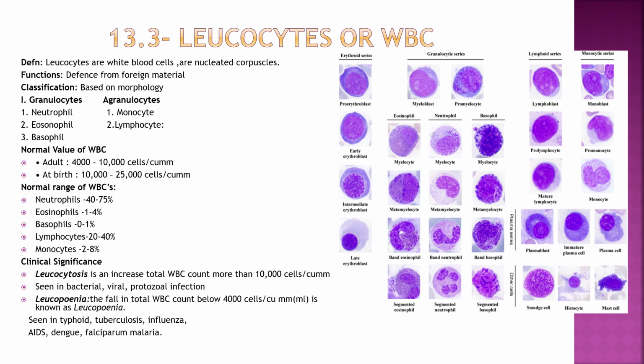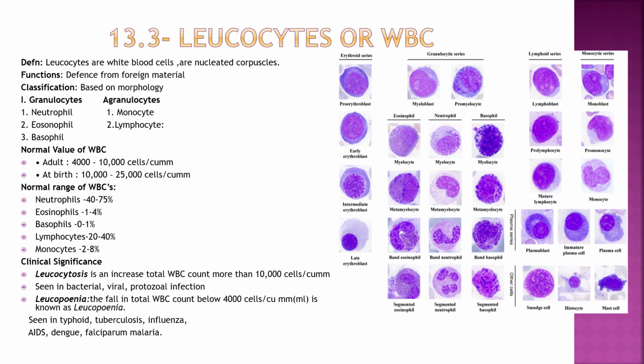The next parameter from the CBC is leukocytes, also called white blood cells or corpuscles, and they are nucleated corpuscles. Based on the morphology they are divided into granulocytes, which consist of neutrophil, eosinophil, basophil, and agranulocytes, that is, granules absent in the cytoplasm, and they are of two types, lymphocytes and monocytes. The normal range in adults is 4000 to 10,000 cells per cubic millimeter, and in a newborn baby it may be 10,000 to 25,000 cells per cubic millimeter.